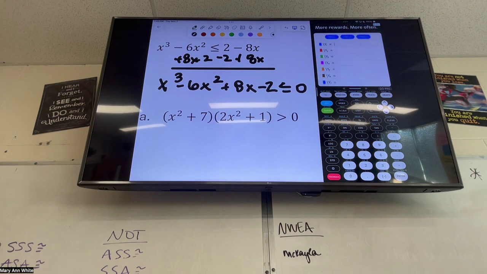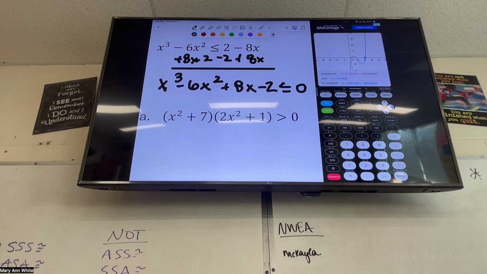I have to plug that in for Y1. Are we doing these problems or are we not?